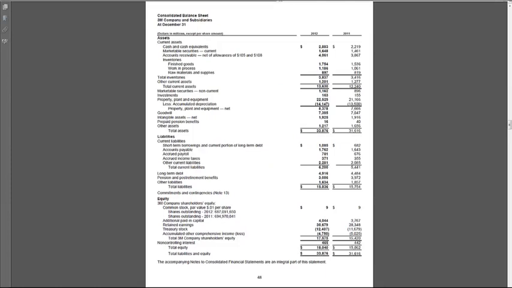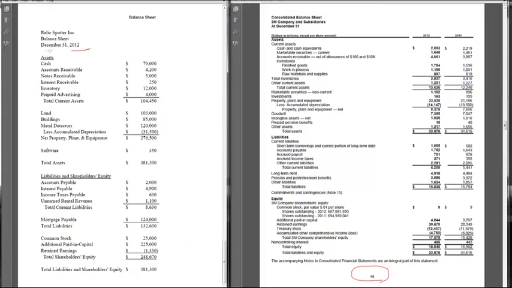Now let's take a look at the balance sheet, which is on page 48 of the 3M 10K. And again, we will compare it to our Relic Spotter balance sheet. So this is as of December 31st, the point in time. Always start with cash. That's the most liquid asset. 3M also has marketable securities, which are very liquid, so things like certificates of deposit.